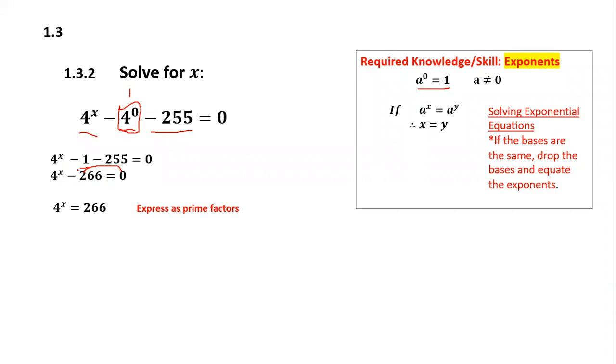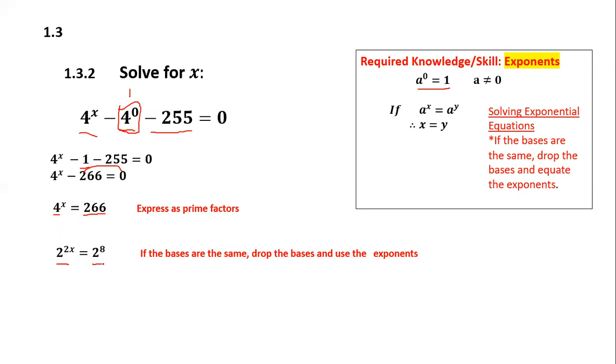Remember, when you move a negative to the right-hand side, it becomes a positive. Now we can see that this is an exponential equation because there's a power x here, so we solve for x. To do this, we need to write these big numbers as the product of their prime factors. So 4 becomes 2 to the power 2, and 266 becomes 2 to the power 8. So what we have is 2 to the power 2x is equal to 2 to the power 8.